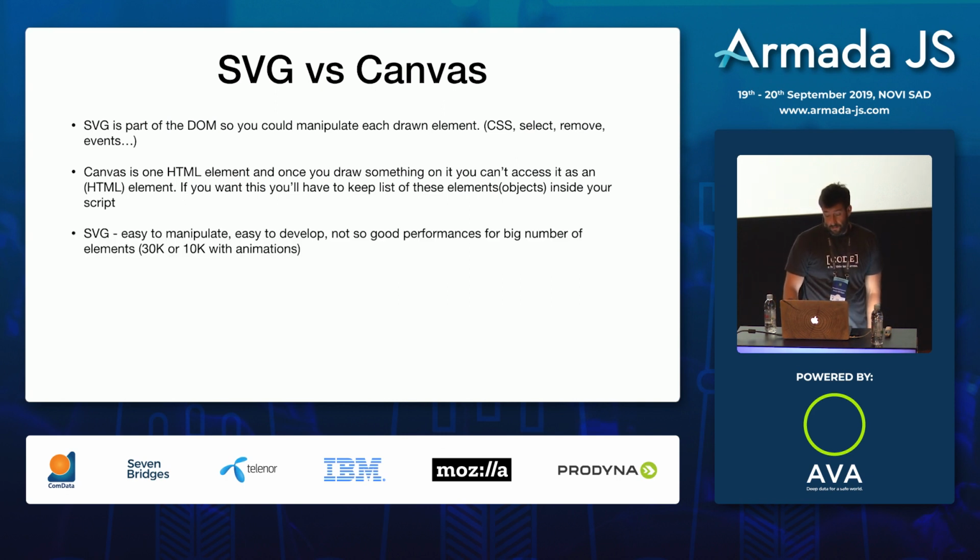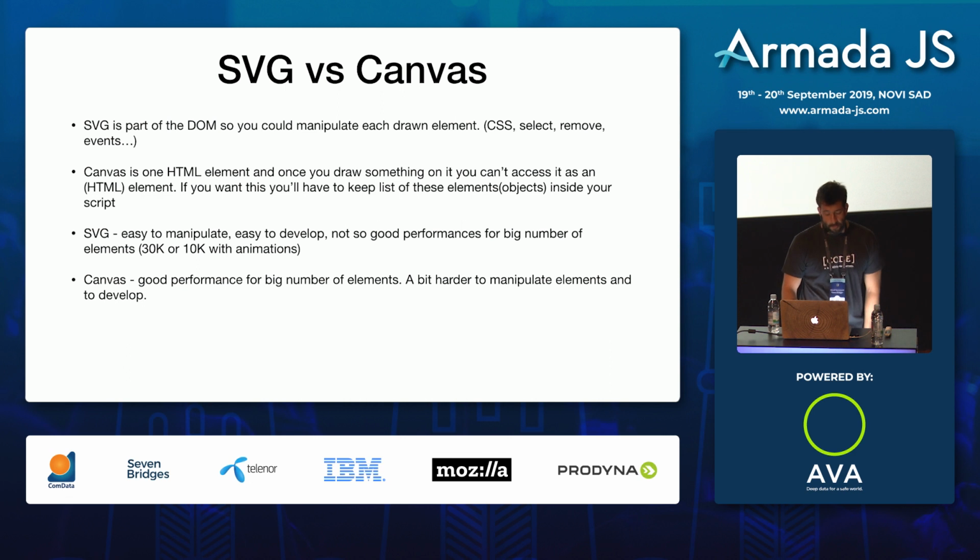SVG is great, but not performant for a big number of elements. Up to 30,000 is okay, or 10,000 with animations. For example, in Genome Browser, we have like 50,000 elements only for the BAM track, and we have 5 tracks. So the canvas was the obvious solution. Good performance for canvas, but a bit harder to manipulate elements and to develop.